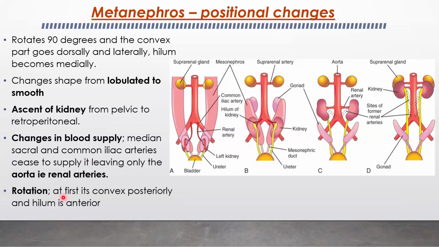So the rotation at first is convex posteriorly and the hilum is anterior. So you can appreciate this, the hilum is facing anteriorly. Then the convex bit is posteriorly. That's the reason why now the convex bit will go to the lateral aspect and then the hilum will face medially. But now this is the ascent that we see.